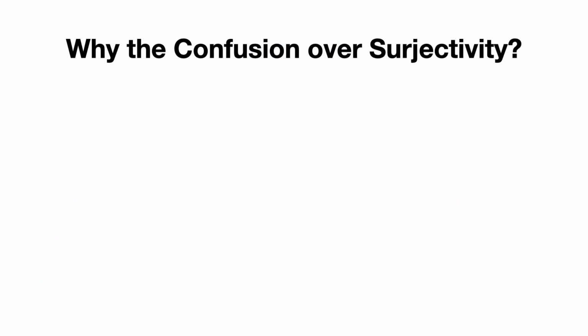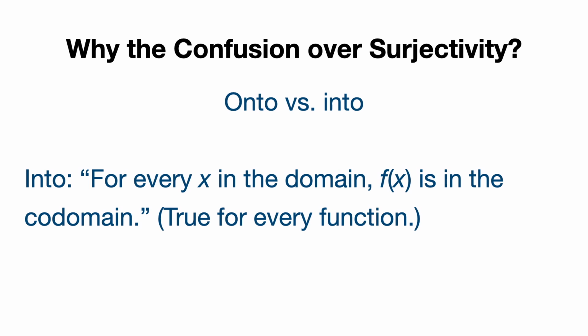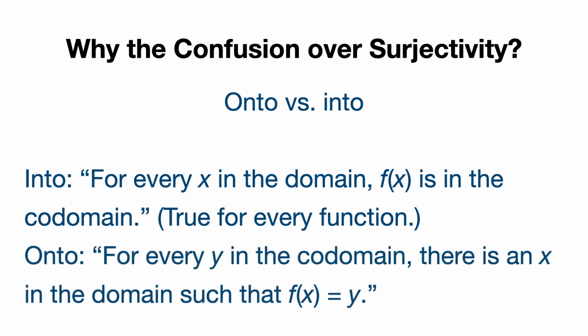A student's confusion with the idea of surjectivity can come in a number of places. The most basic problem is to confuse onto with into. Every function maps into the codomain. That is, given any x in the domain, f of x is in the codomain. But some students think that this is what onto means. Instead, onto means that the domain fully covers the codomain under the action of f. That is, every y in the codomain is in the range of the function.